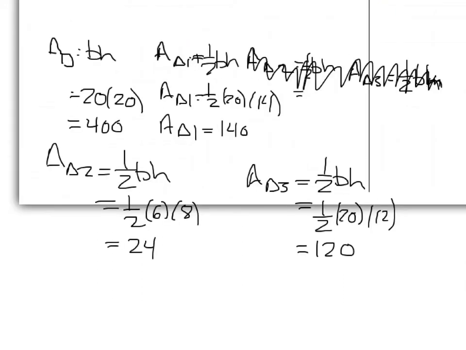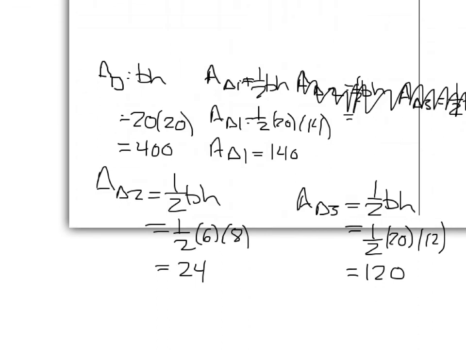Alright, having found all of the areas of the individual pieces, the area of the rectangle, I've seen the work here, is that the area of the rectangle is 400. The area of the first triangle, 1/2 base times height, is 140. The area of the second triangle is 24, and the area of the third triangle is 120.